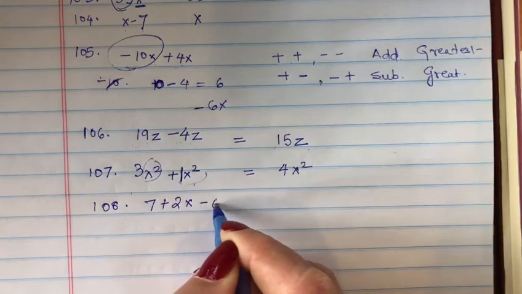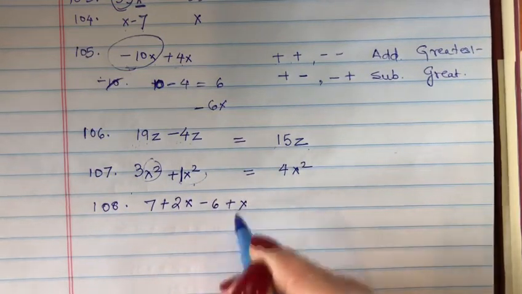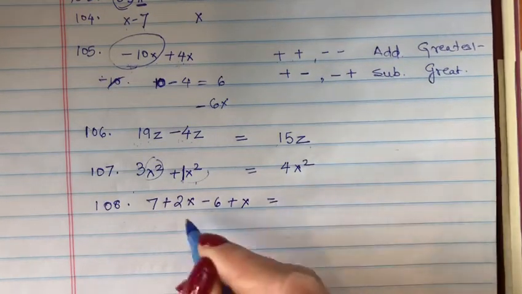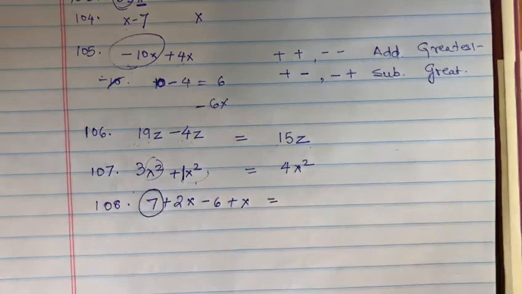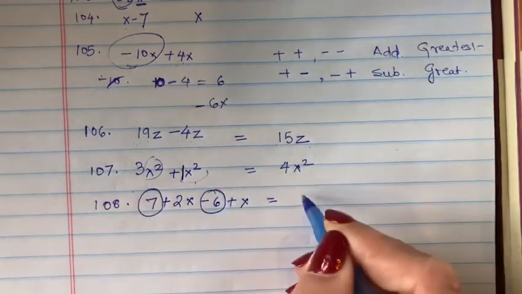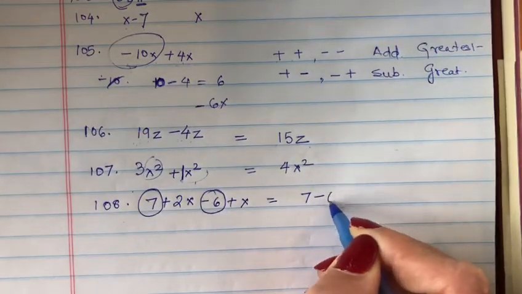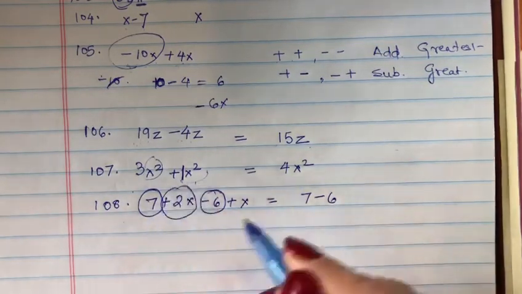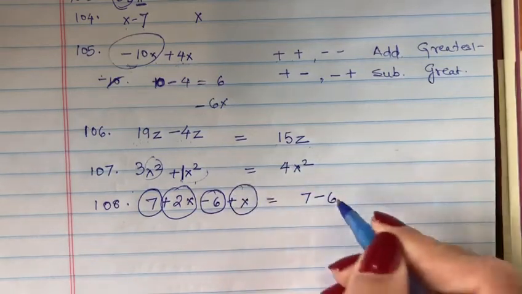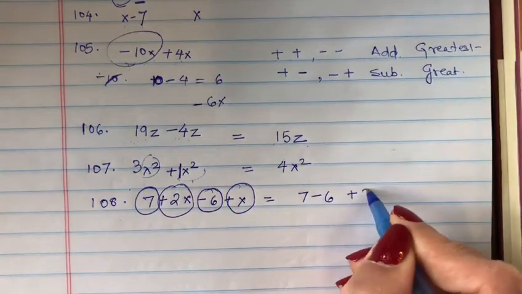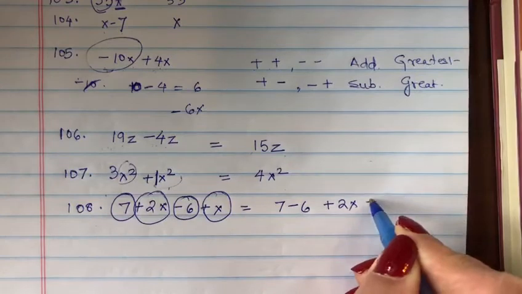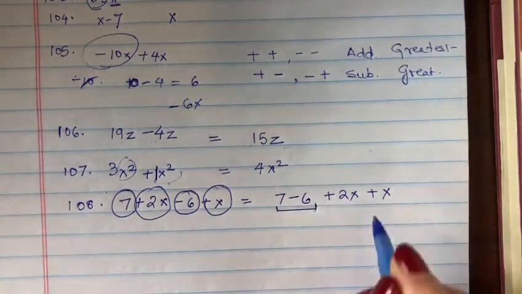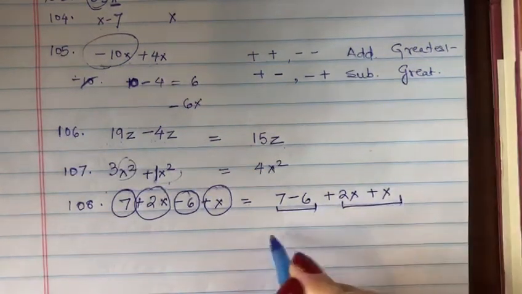Moving on to the next problem, 108, which is 7 plus 2x minus 6 plus x. We have numbers and variables. You would group them up: plus 7 minus 6, putting them together here, followed by plus 2x and plus x. You would combine these two and you'll combine these two.